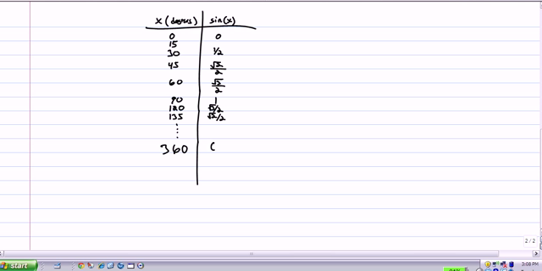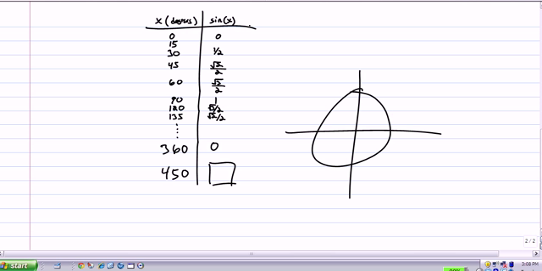The sine of 360 is 0. You could go to like 450 degrees. Let's see, 450 degrees. I've got my unit circle. Going once around is 360, and 450 is 90 more than 360. So 450 is up here, and the y coordinate right there is 1.